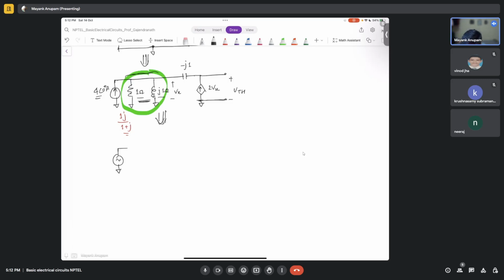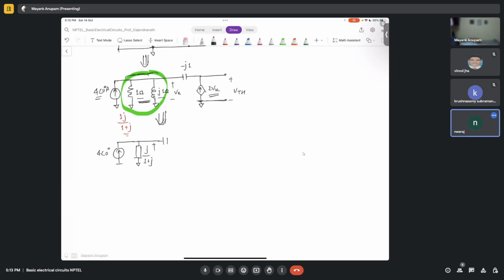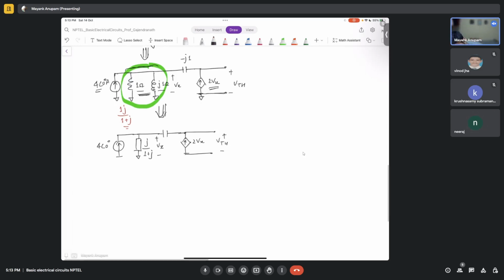Oh, no, but if you do source transformation now, this will be a problem because we have a dependent source, so we cannot do source transformation anymore. So you'll have to live with this. We cannot do any source transformation because why? Tell me. You see, this voltage here, Vx, is actually needed here also. If we do source transformation here, this voltage Vx will be lost, so we cannot transform it anymore. We'll have to go with this only.